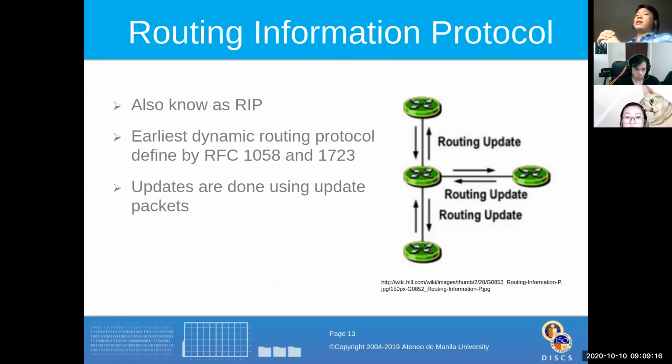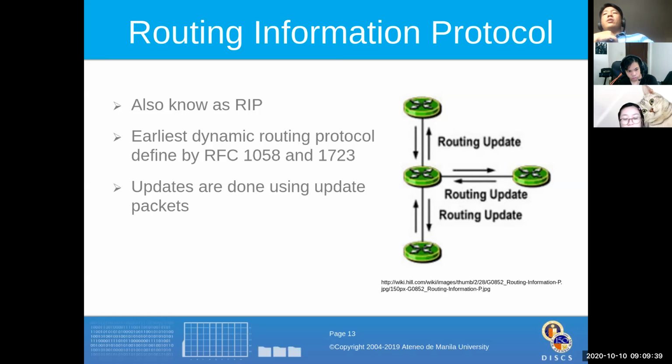How it works, and let's talk about a specific protocol. So the first one and the oldest one is called the Routing Information Protocol, or RIP. RIP is the oldest protocol in the dynamic routing protocol family, defined by RFC 1058 and 1723. 1723 is RIP version 2, and 1058 is RIP version 1.